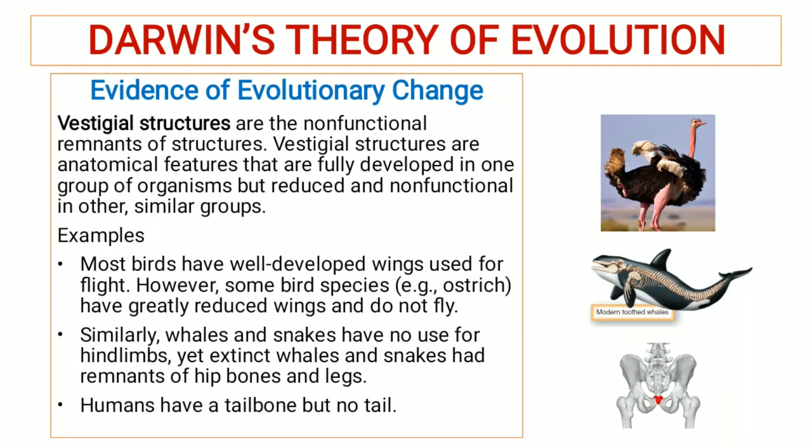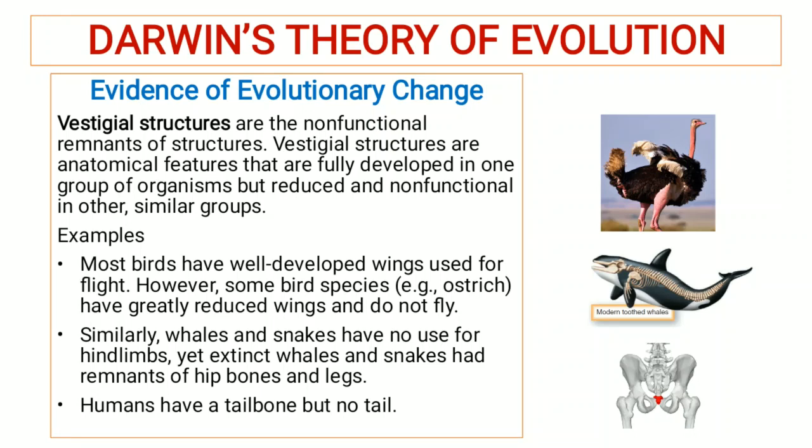Most of the bird species have well developed and functional wings, whereas some bird species, for example ostriches, rheas, and emus, have reduced wings and they do not fly. So in these birds, the wings are vestigial structures. They do not use the wings for flight mechanisms.